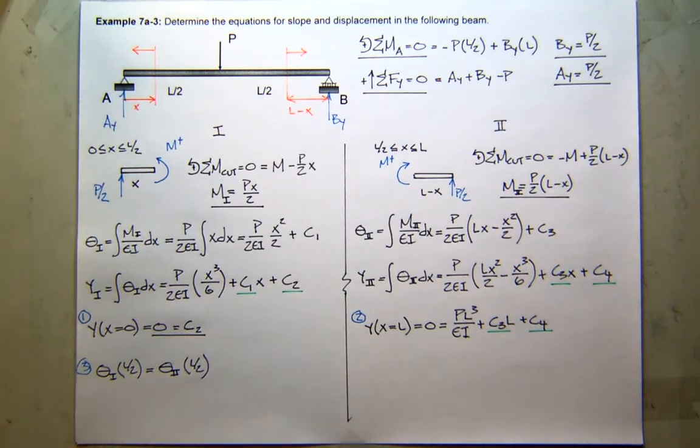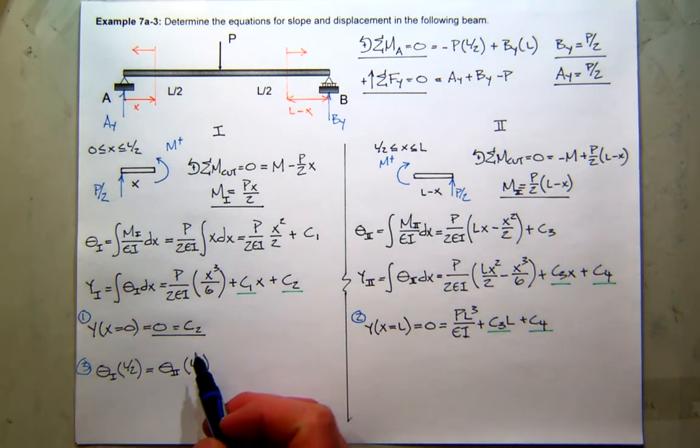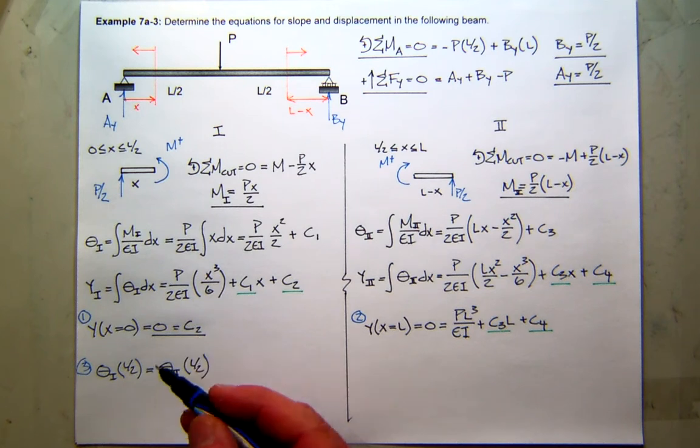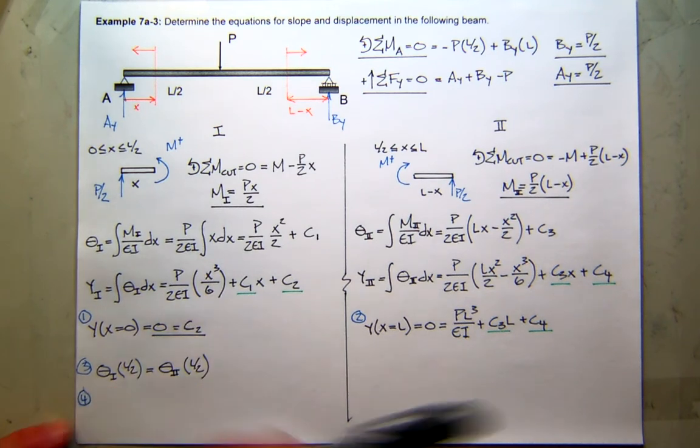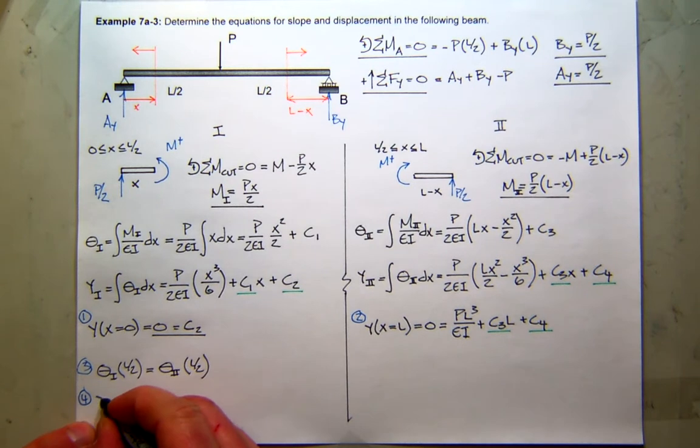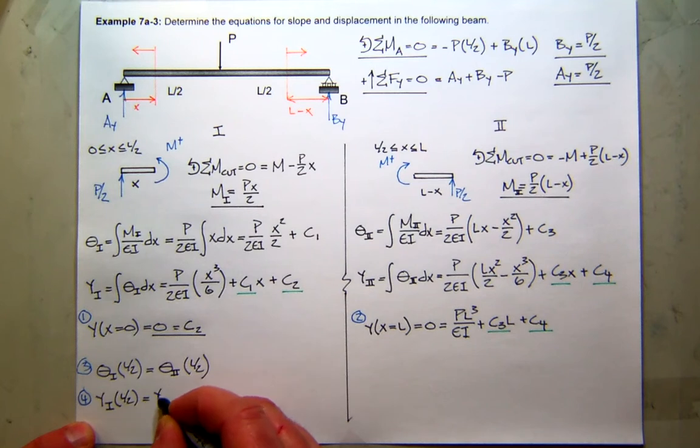There's a third equation. What else is true? If the slopes have to match, wouldn't the deflections have to match too? I think they would. So a fourth equation would be that the displacement in region 1, where they match at L over 2, has to equal the displacement in the second one at L over 2.